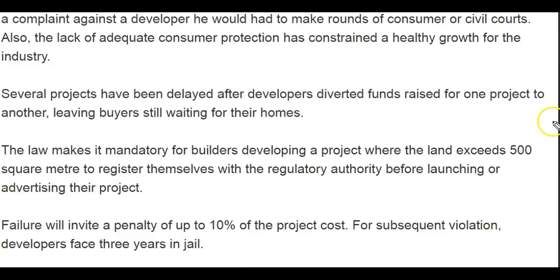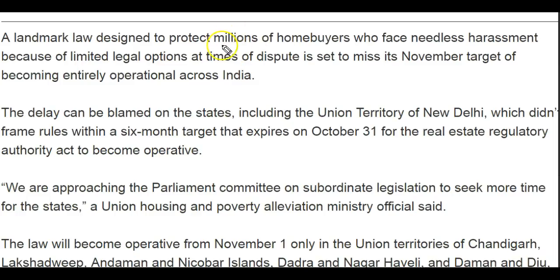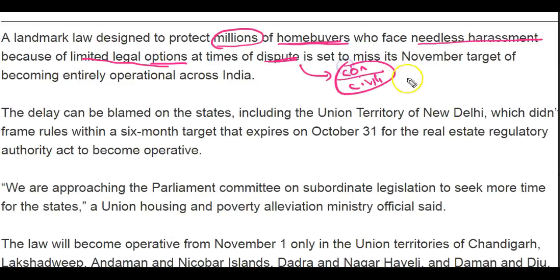Don't forget these facts. The law will protect millions of home buyers because at present they face needless harassment because of the limited legal options. If there's a dispute, they have to go to consumer court or civil court. At present, the courts are already overburdened with pending cases.